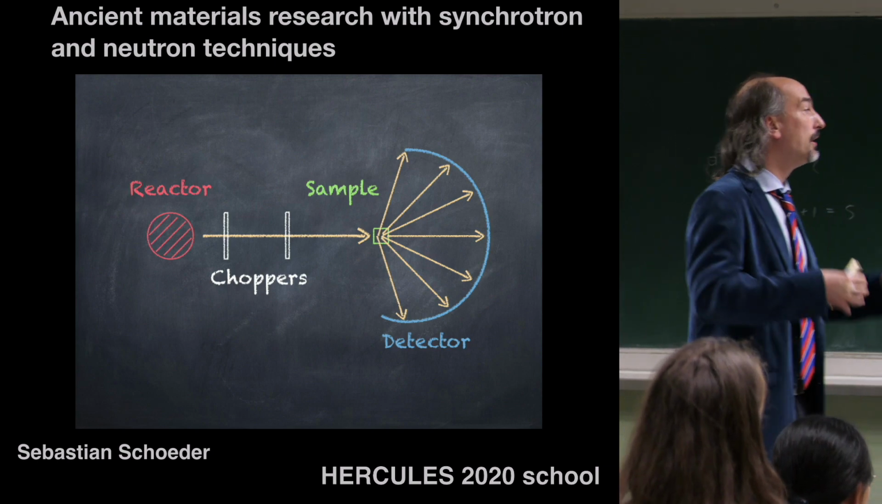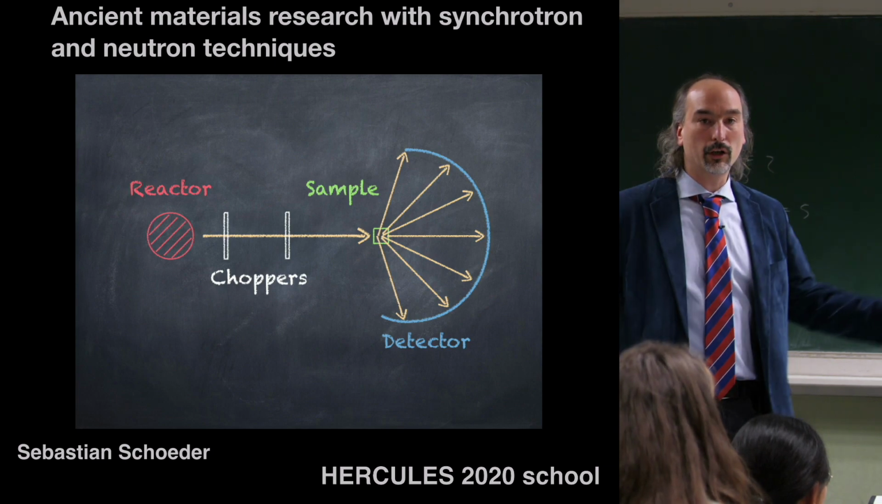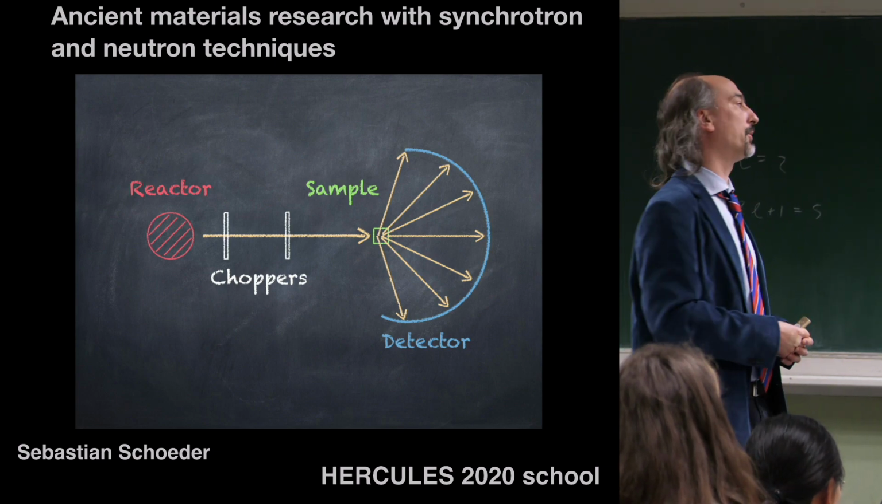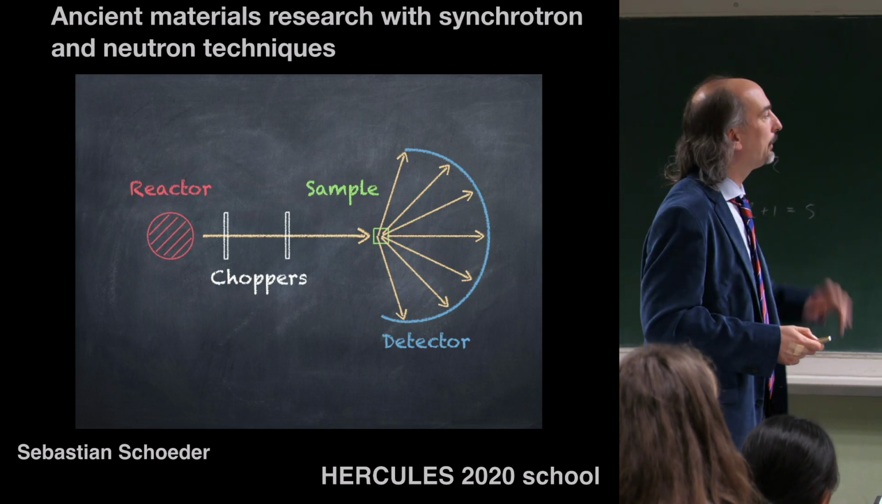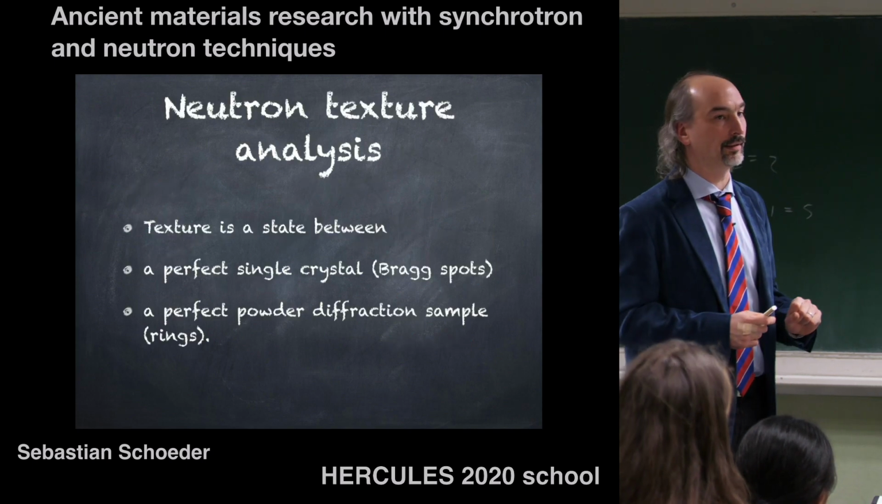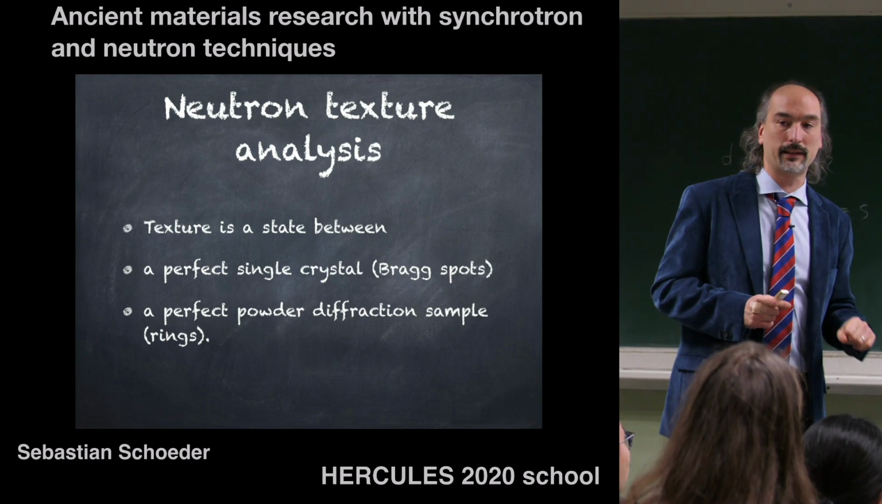So with neutrons, you have the advantage that you can look at larger objects because you can typically penetrate larger objects, but typically with less resolution. However, you can also do something that's very hard to do with X-rays, and that is texture analysis. I don't know if you know what texture is.